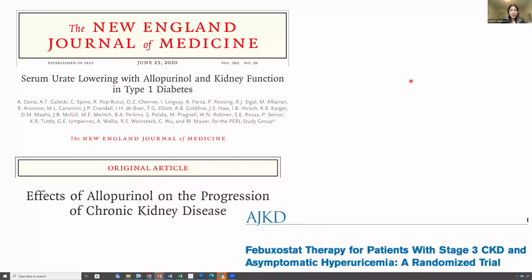I will say that I think what these studies did show us was the safety of the use of both allopurinol and febuxostat in patients with CKD stage 3 and stage 4. And all of these trials also excluded people who had gout. So obviously in people with gout, you have another indication for treatment.